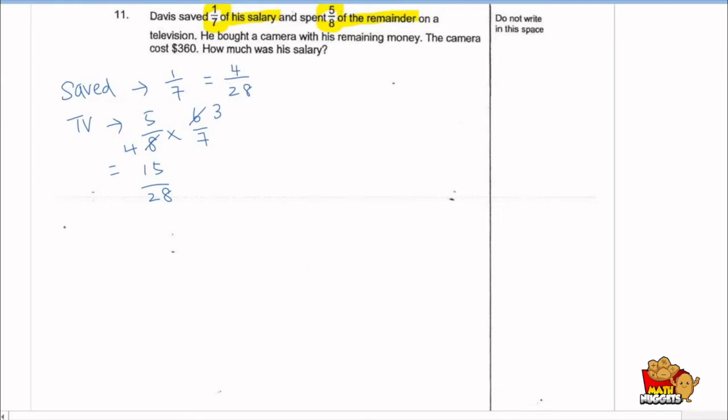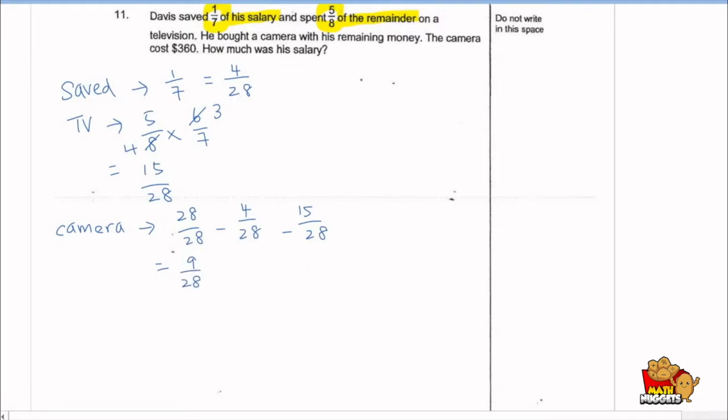Okay, so then camera. He bought a camera with the remaining money. So he started off with 28 units. Take away his savings. And we take away the fraction that he spent for the TV. So it's 28 minus 4 minus 15. The camera is 9 out of 28.